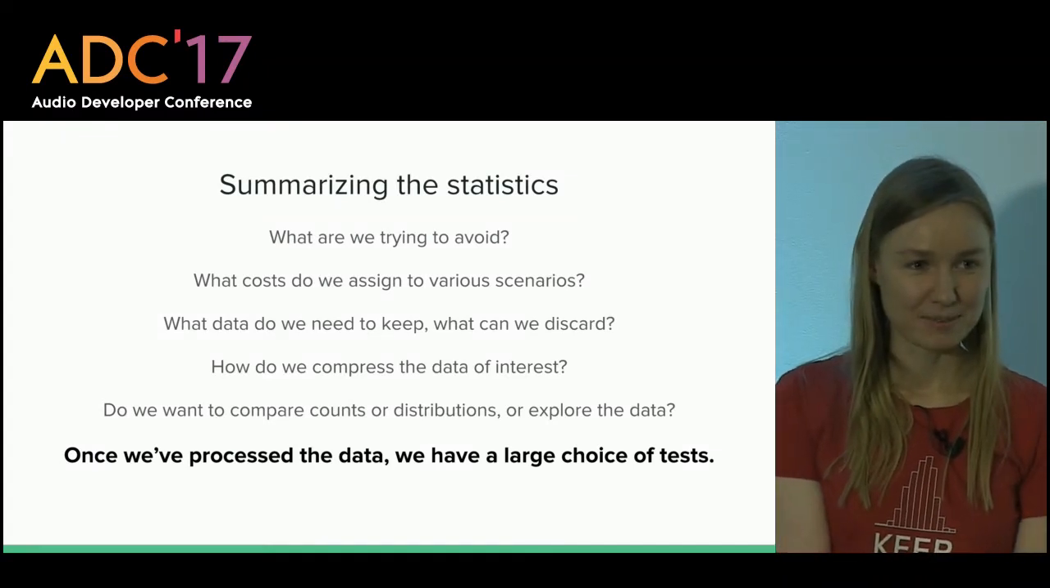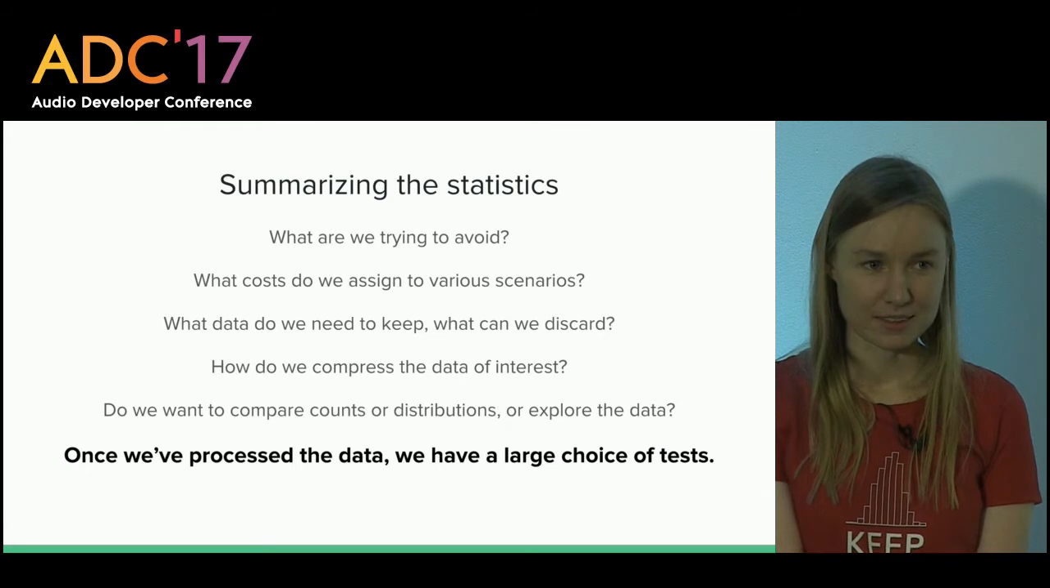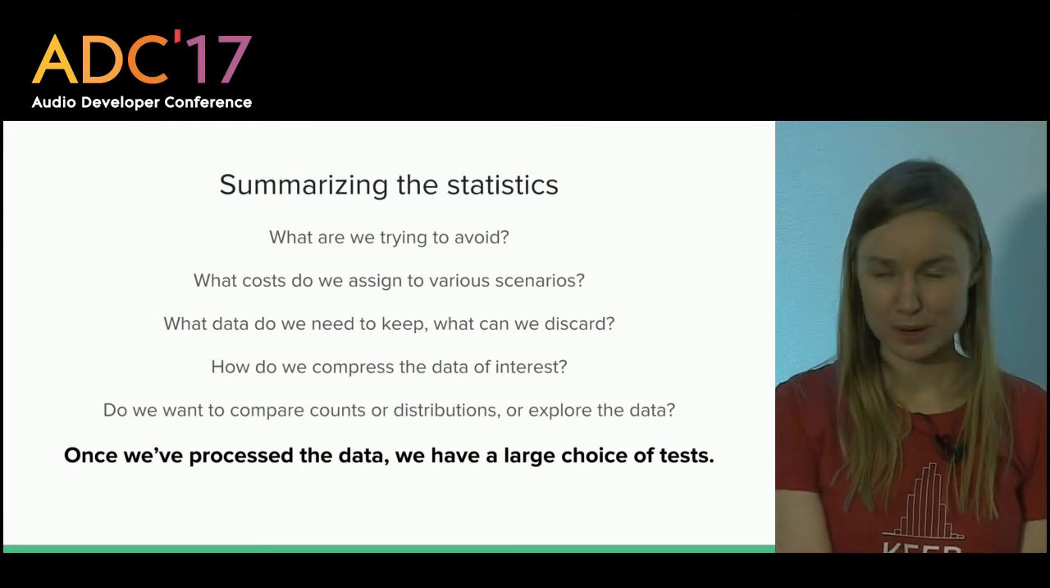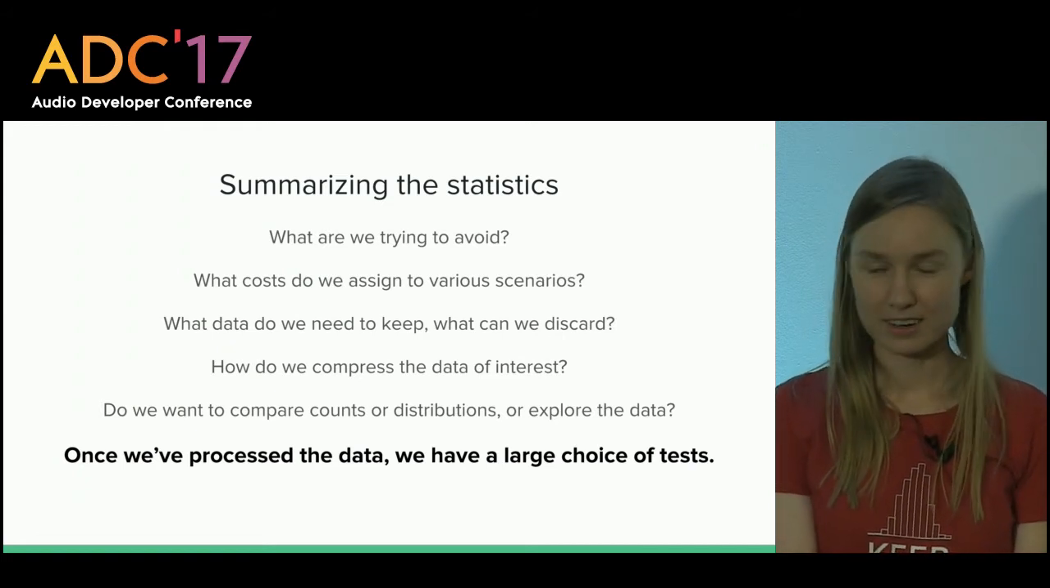So basically, from the statistics point of view, the key takeaway would be that we need to think about our problem. So what are we trying to avoid? What scenarios are we interested in? What costs do we assign to various events? And based on that, we can decide how to summarize our data and how to also compress it further, just to not waste memory on performance logging. And then also we can think about what questions we have. Are we comparing counts of events or distributions, or do we want to explore the data? And based on that, then we have a pretty wide selection of tests we can use.